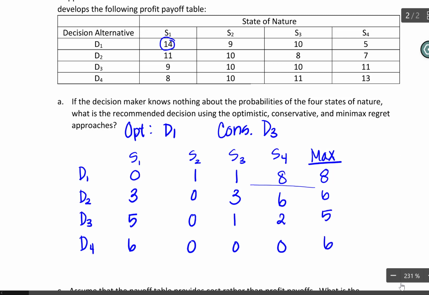So now remember, we want the minimum of the maximum regret. So if we're going to regret something, we want to have the minimal amount of regret. That goes along with 5. 5 is the least number here, the smallest number we see. That goes with decision number 3. So mini-max regret method, we would choose decision alternative 3.